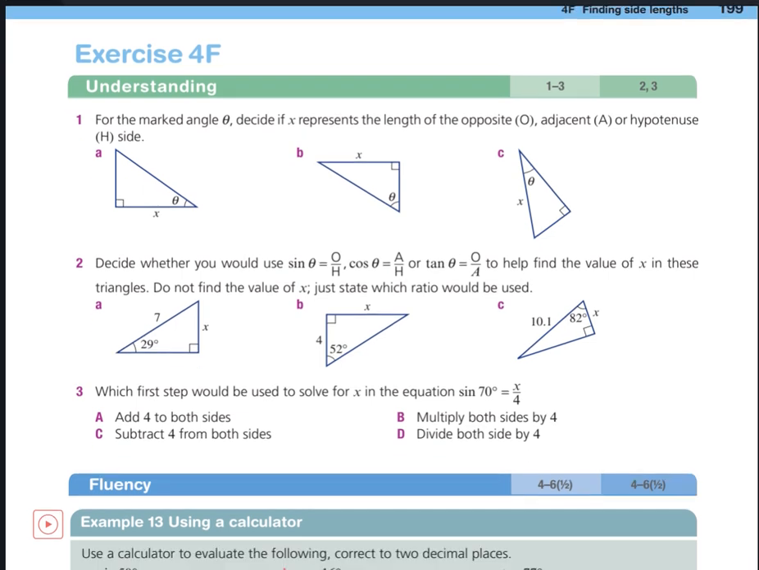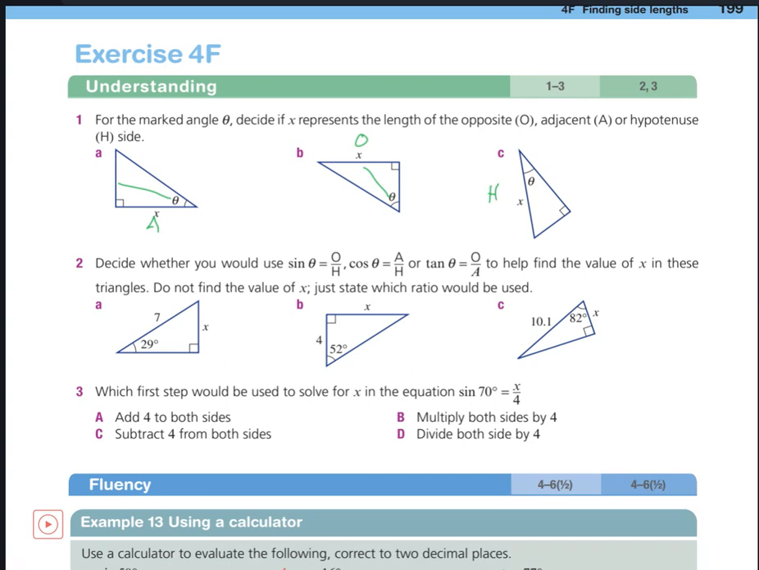Here we go. More trig stuff is happening. For the marked angle theta, decide if x represents the length of the opposite or the adjacent. Well, the adjacent is the answer because opposite will be opposite theta. This is adjacent. This time, it is opposite because opposite theta. And this time round, it's opposite the right angle, which means it is the hypotenuse, the longest side.